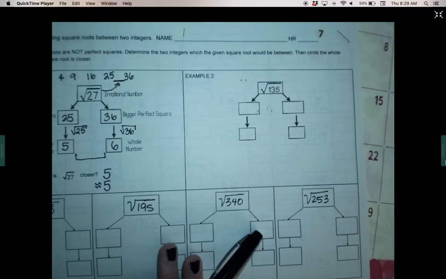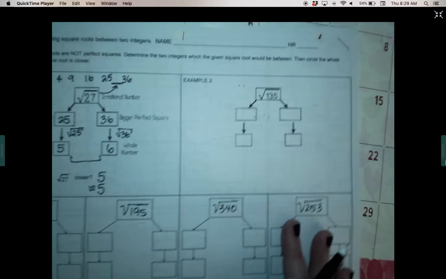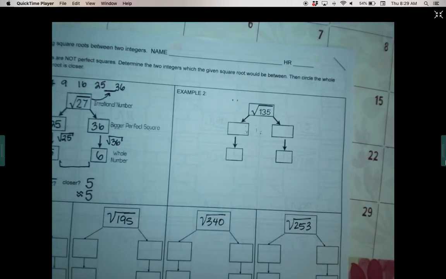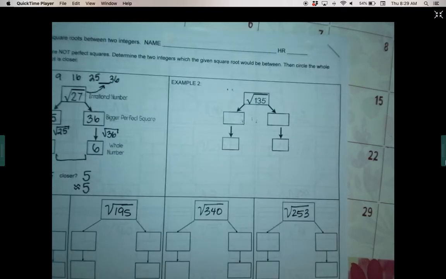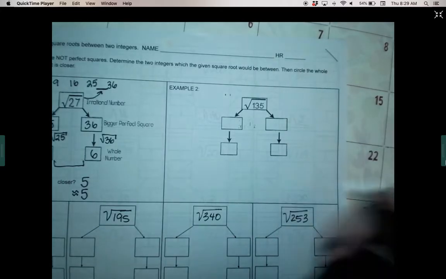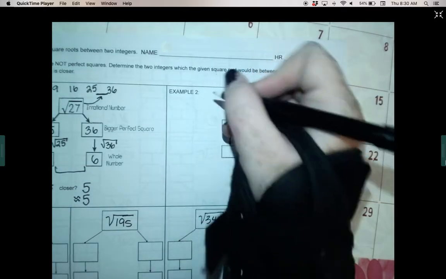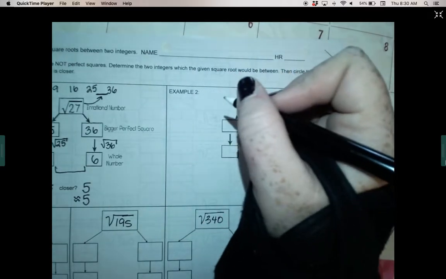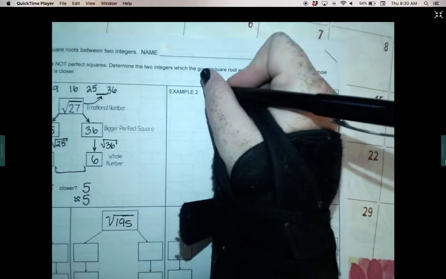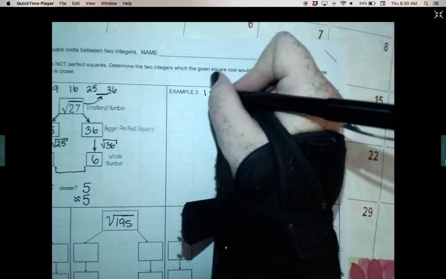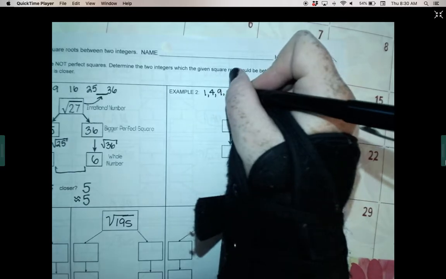So let's do example 2 together. We have the square root of 135. I'm going to tell you right now, 135 is not a perfect square, but we can do our number line, or you could use your yellow page to find it out quickly. So I'm going to, this is going to sound silly, skip count by roots. 1 times 1 is 1. 2 times 2 is 4. 3 times 3 is 9. 4 times 4 is 16.